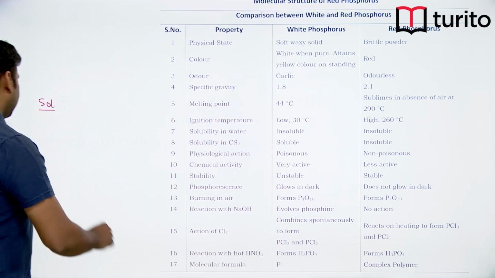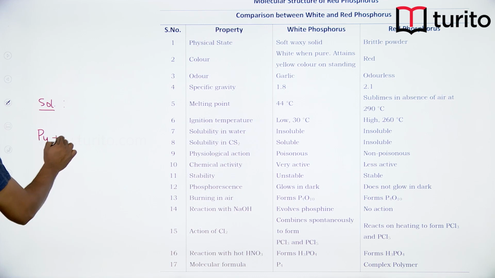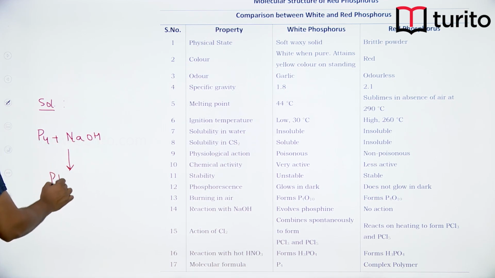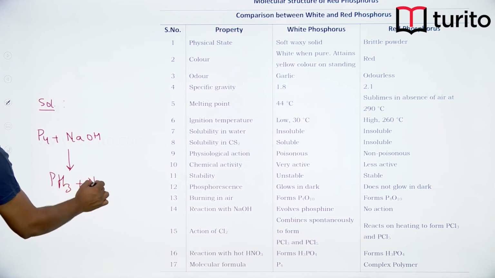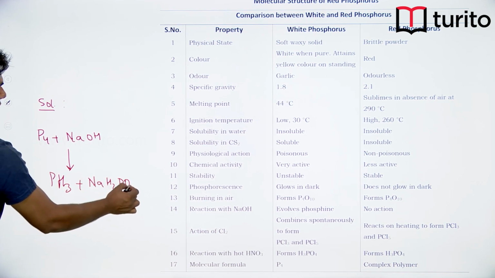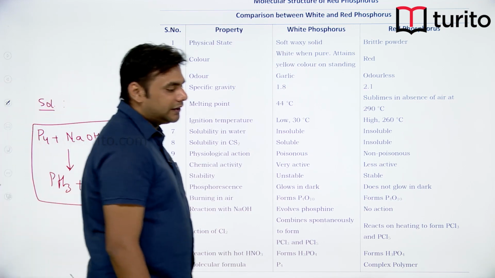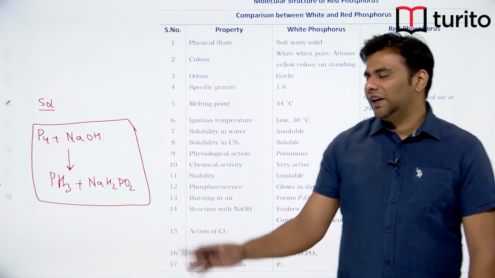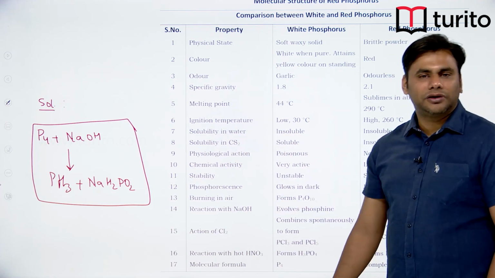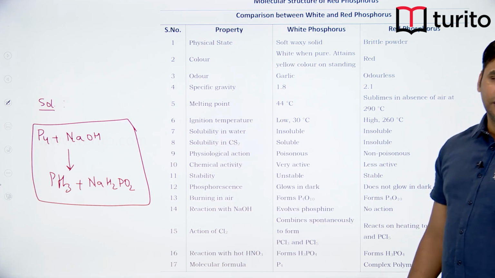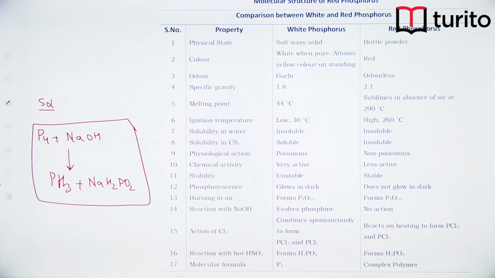On reaction with NaOH, this is a very important reaction, P4 on reacting with NaOH. Now this P4 is white phosphorus, it forms phosphine plus NaH2PO2. This reaction you might have encountered many times in your redox chapter while balancing disproportionation reactions. JEE Advanced has asked this reaction at least 12-13 times in the last 40 years. So this is again very important.